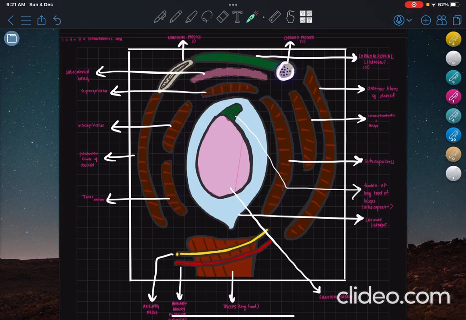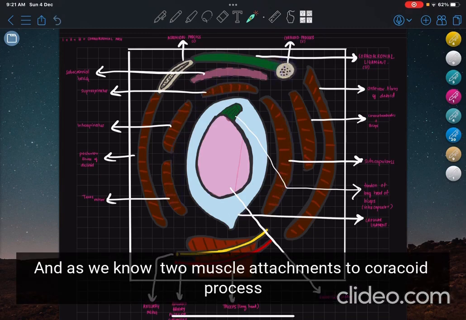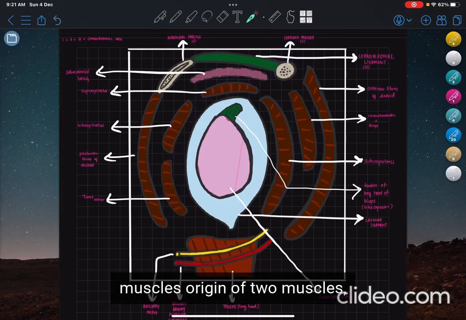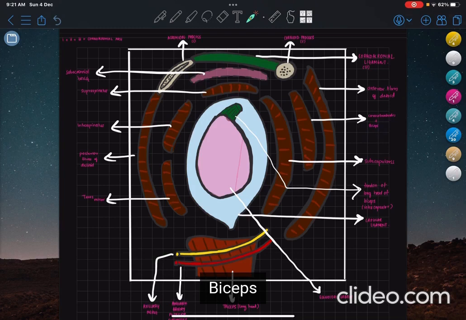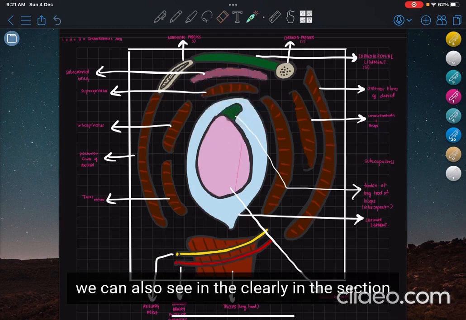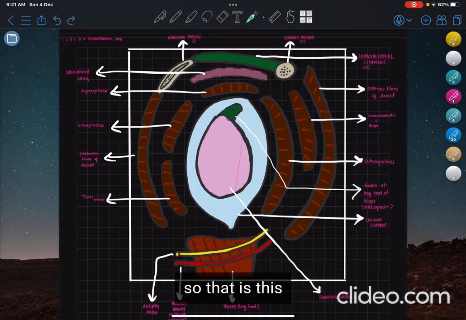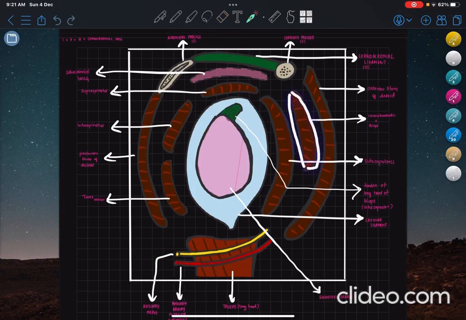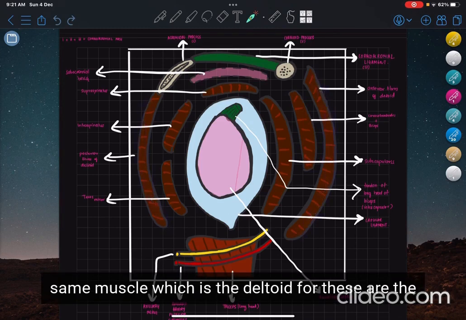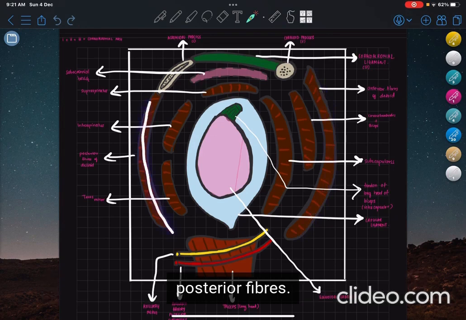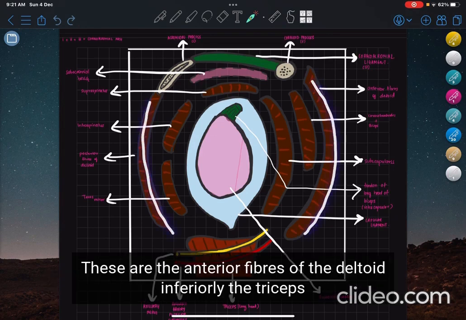Then as the coracoid process is here, and as we know, from the coracoid process there is the origin of two muscles, which is coracobrachialis and the tendon of the short head of biceps, if I'm not wrong. Both of them arise together, as we can also see clearly in the dissection. So this is the coracobrachialis and the biceps. What is the big muscle here? It's the same muscle, the deltoid, but these are the posterior fibers, these are the anterior fibers of the deltoid.